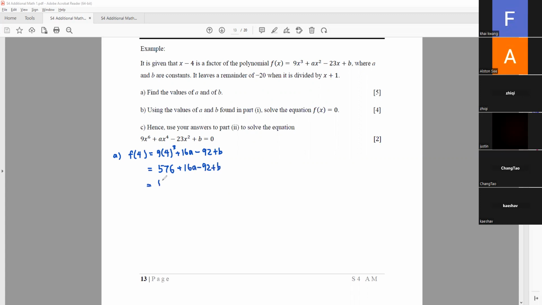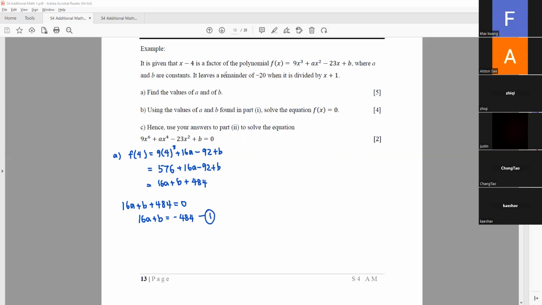So this becomes 16a plus b plus 484. Okay, and we know that x minus 4 is a factor. That means 16a plus b plus 484 is actually equal to 0, because this is the remainder when you divide by x minus 4. So we will have 16a plus b equals negative 484, equation 1.